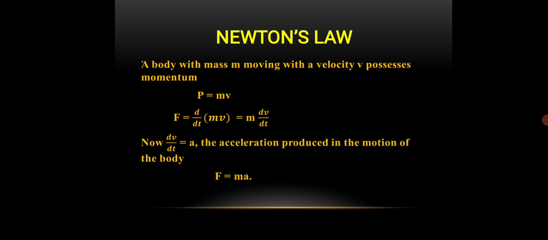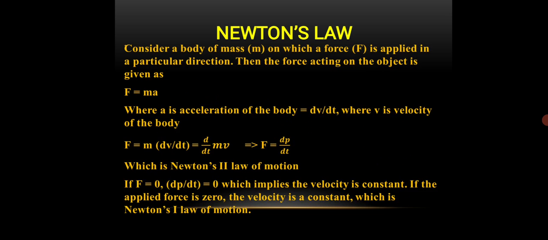Now consider a body moving with a mass m and velocity v. We know the momentum P is equal to mv. We already know F is equal to d by dt of P. So instead of P you put mv here. Mass is a constant, so take it out of the differentiation. So m into dv by dt. Now dv by dt is nothing but the rate of change of velocity, which is nothing but acceleration. So F is equal to ma. That is what the second law states. So F is equal to ma.